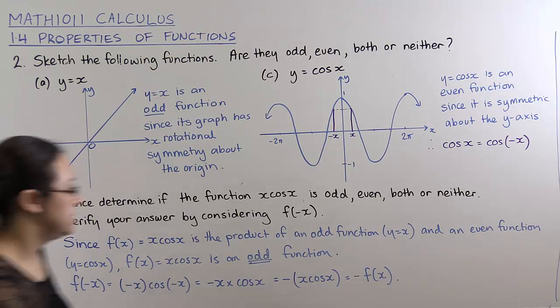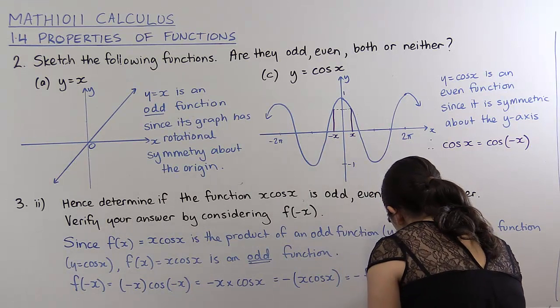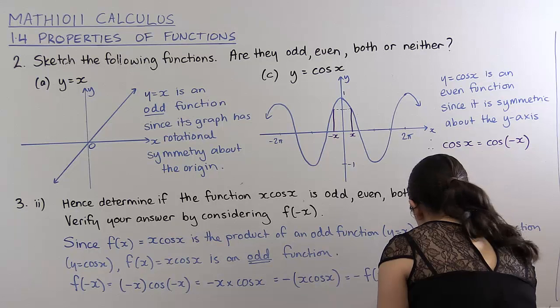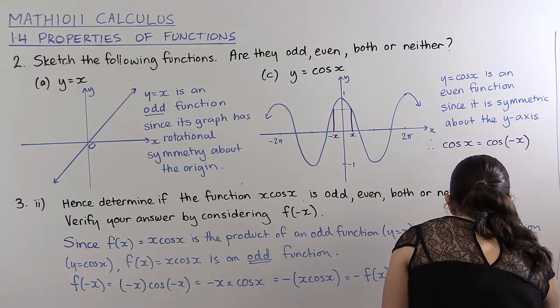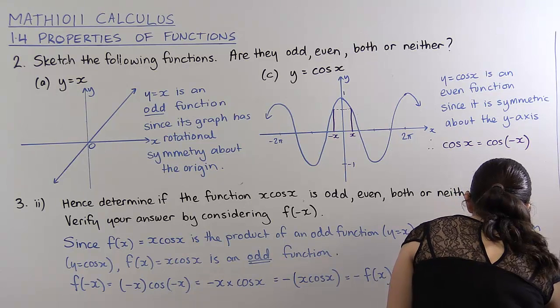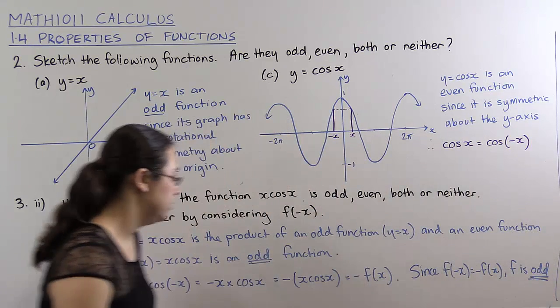Okay, so since f of minus x is minus f of x, f is indeed an odd function there.